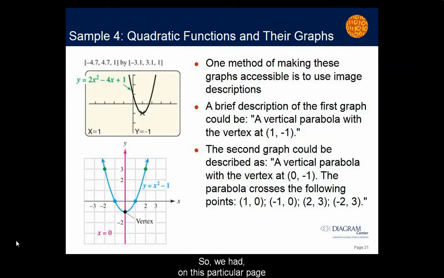So let's talk now about the graph. On this particular page, we had two different graphs of equations. And this is a common thing that you run into in algebra, is actually graphing an equation.